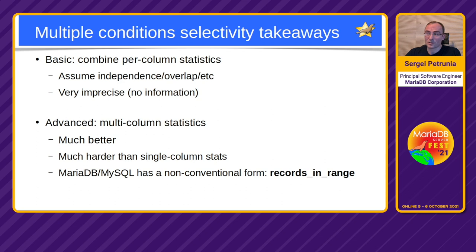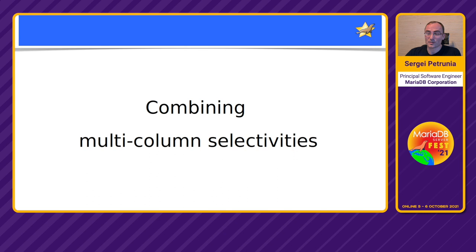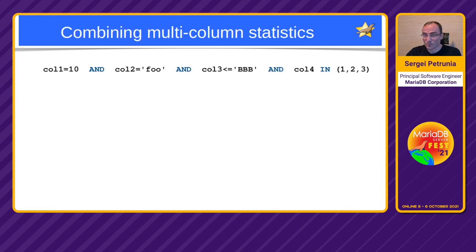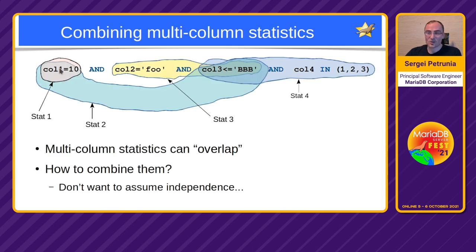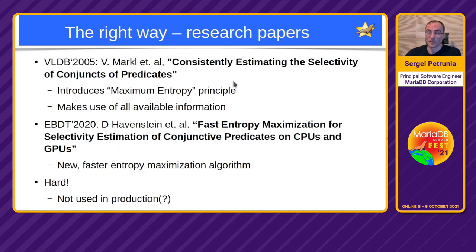Multi-column selectivities bring certain challenges with them. Suppose you've got a where condition which is a conjunction of multiple conditions, and you've got multi-column statistics. Unlike single-column statistics, multi-column statistics can overlap in all sorts of ways. Like here you see single-column statistics and there is multi-column statistics. How do you combine them to get the selectivity of the whole condition? It would be nice to somehow take them all into account and produce an estimate that uses all information.